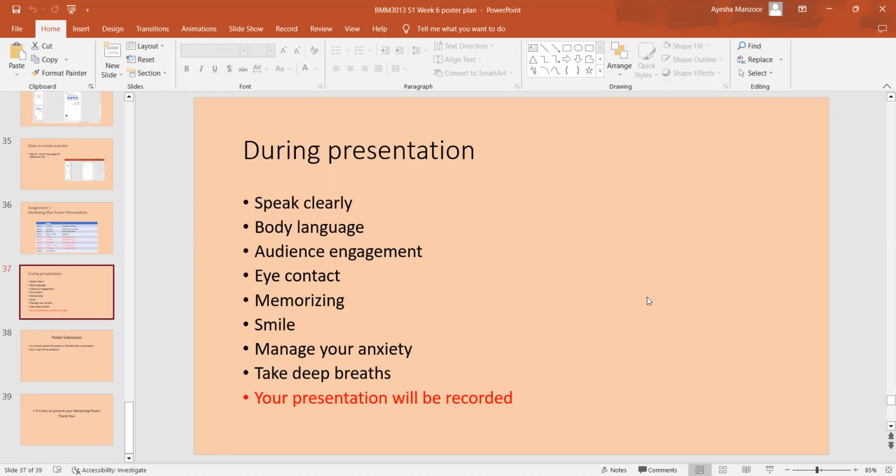So this is all about the poster plan presentations: what is required from the students, what they need to include in the assignments, how they can make the poster plan presentations, and how they can give the presentations. All the information was discussed with the students in week 6. Thank you so much. This is all from the poster plan presentations of the Fundamentals of Marketing.